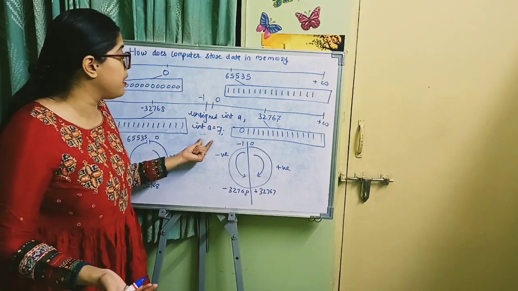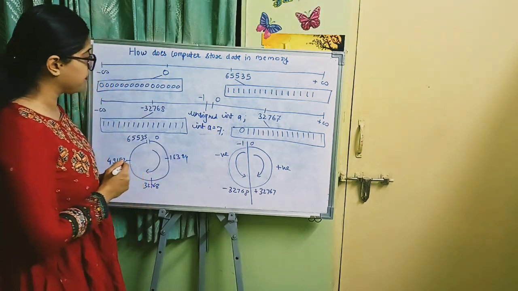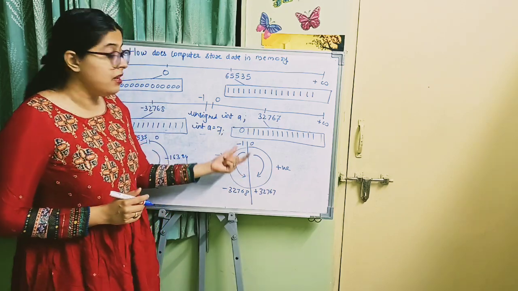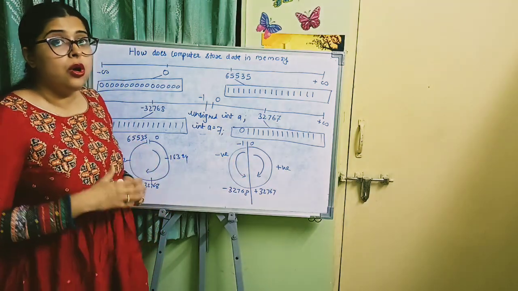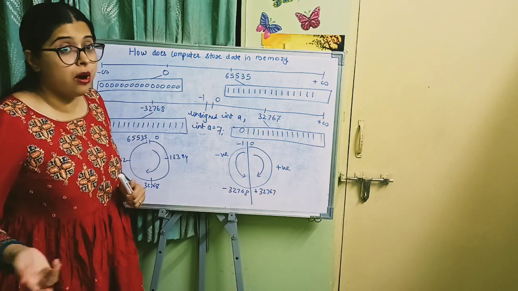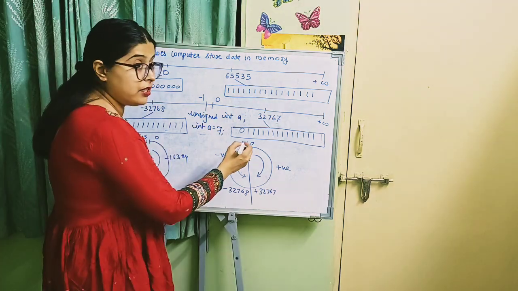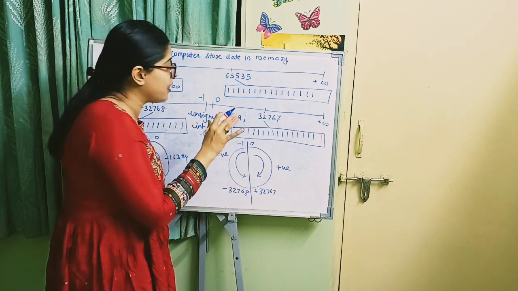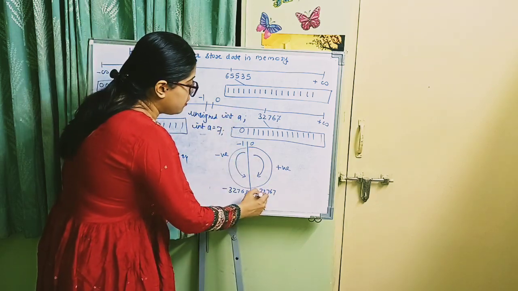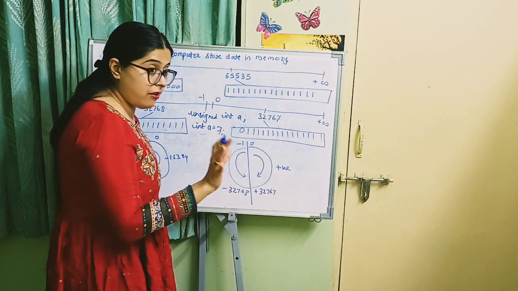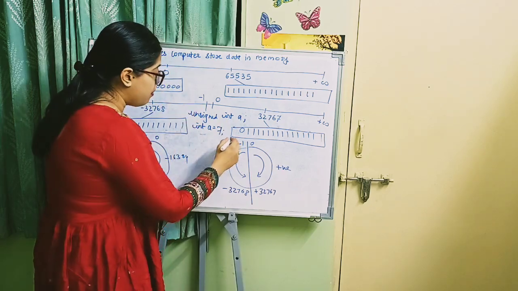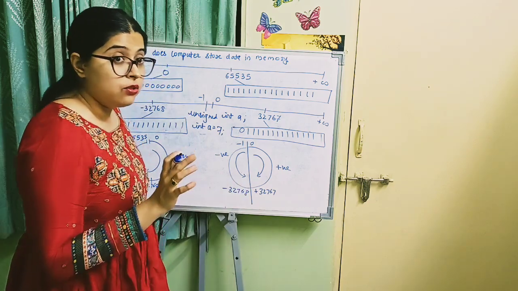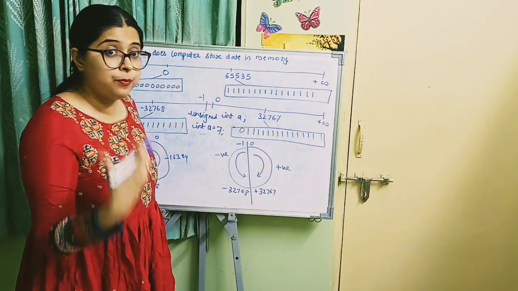It's a valid statement. But now you can see this is a cyclic representation. This right side circle is a cyclic representation of your data type integer. You can see the positive integers which you can store in your integer data type range from 0 to 32767, and the negative integers from -1 to -32768. So these are the ranges for negative as well as positive numbers.